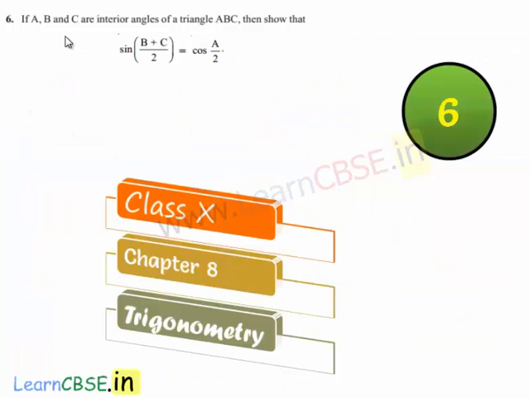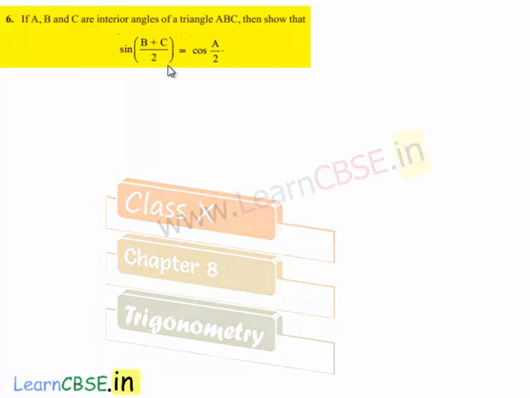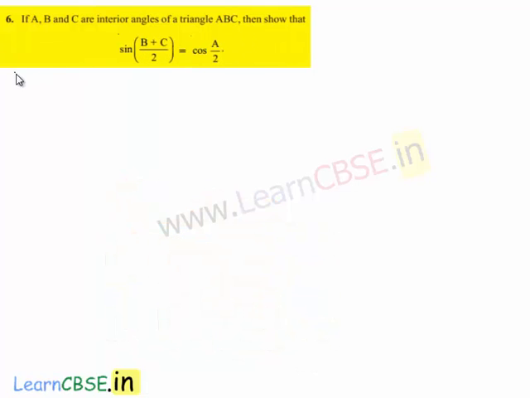Moving on to the sixth question. If A, B and C are the interior angles of triangle ABC, then show that sin of (B plus C) by 2 is equal to cos A by 2. Now moving on to the solution.